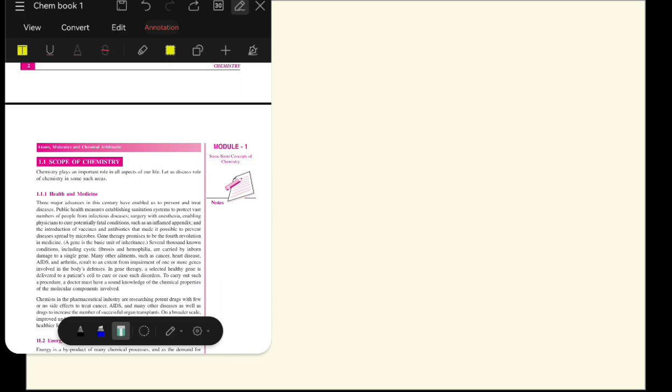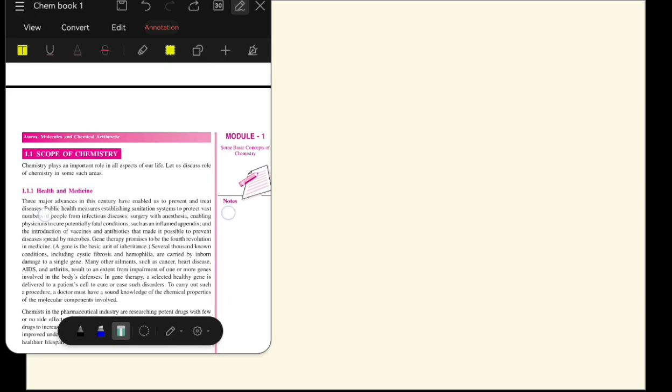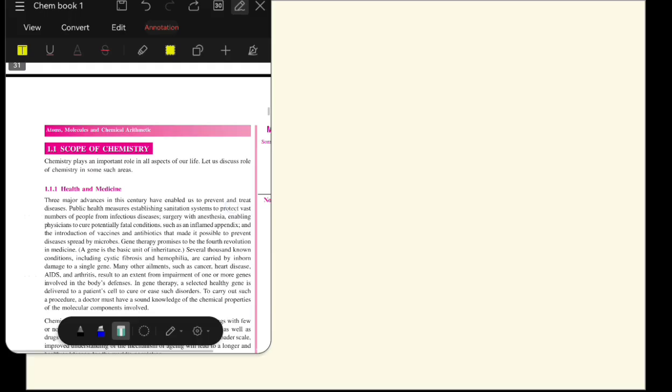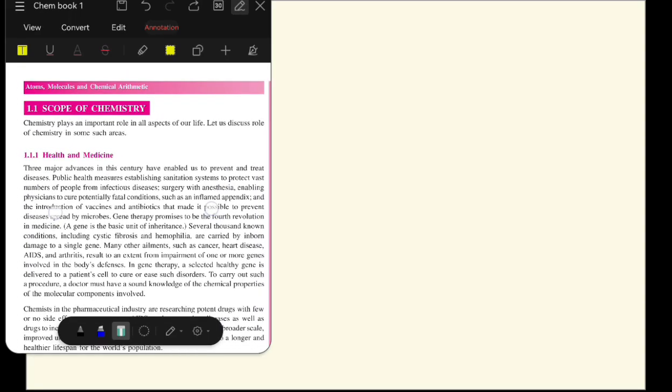Okay, so before we start, we need to understand what scope of chemistry is. What does scope of chemistry mean? What do you mean by scope? Scope means variety or aspects or ways. And what is scope of chemistry? It means different ways that chemistry helped us in our daily life. Okay, or just in general aspects of life. How did chemistry help us?